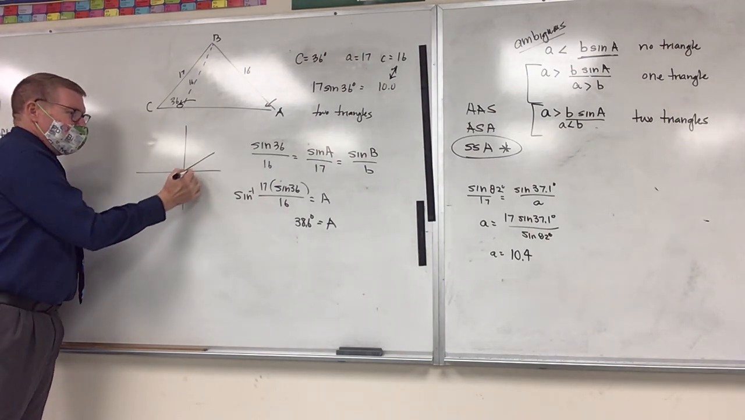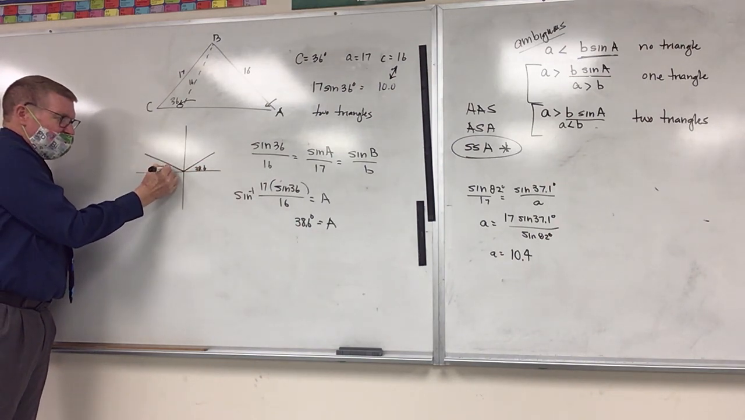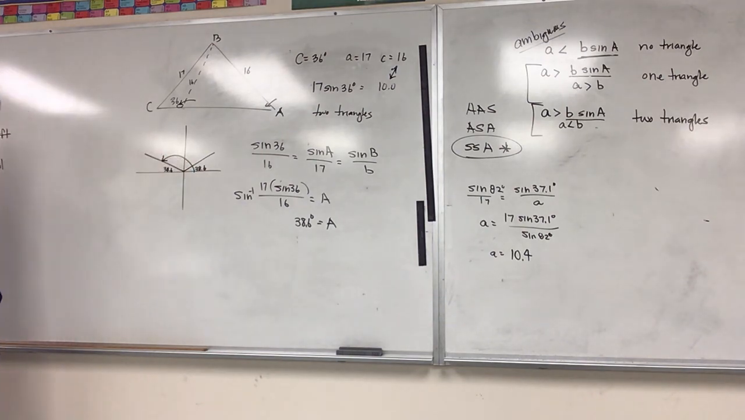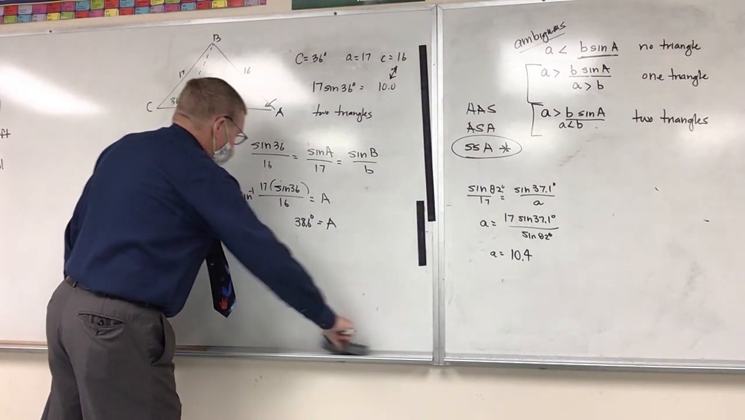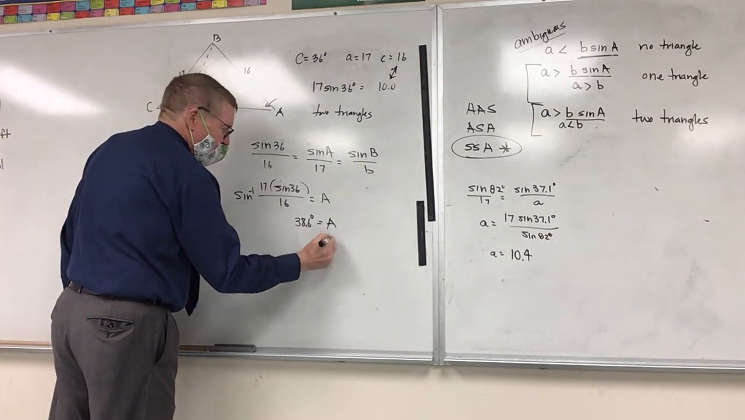If this is 38.6, this is 38.6, but I want that angle. You could have just talked about supplementary and complementary. How do I find that? You subtract from 180. You took geometry, you know.